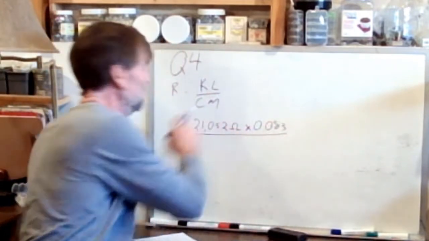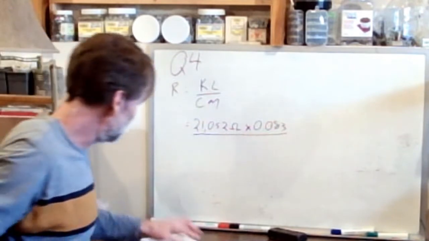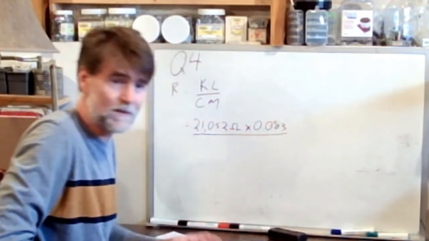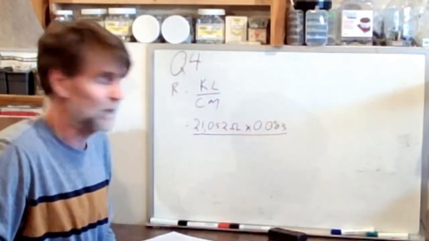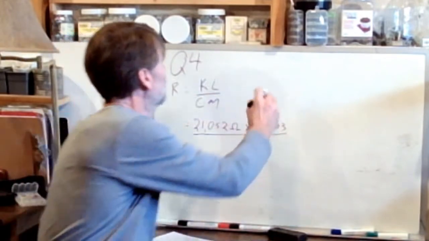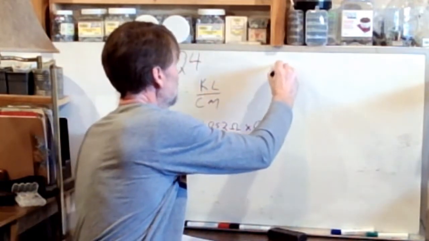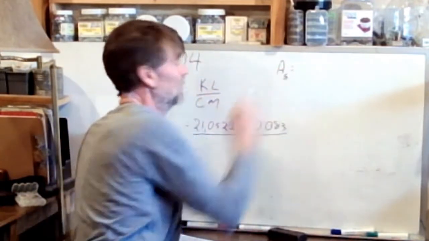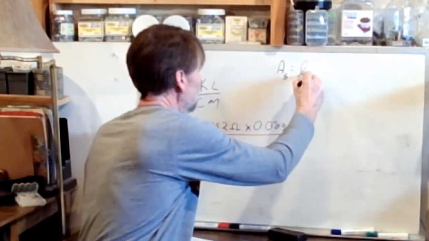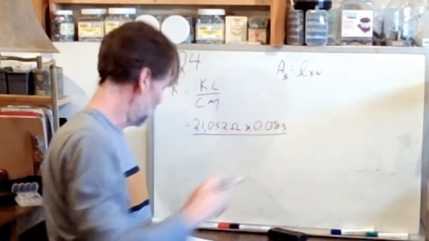Divided by circular mil. So here's where we've got some work to do, because what is this? This is a rectangular conductor. So first thing we're going to calculate is the square area. And square area equals length times width. Well, what are these numbers?